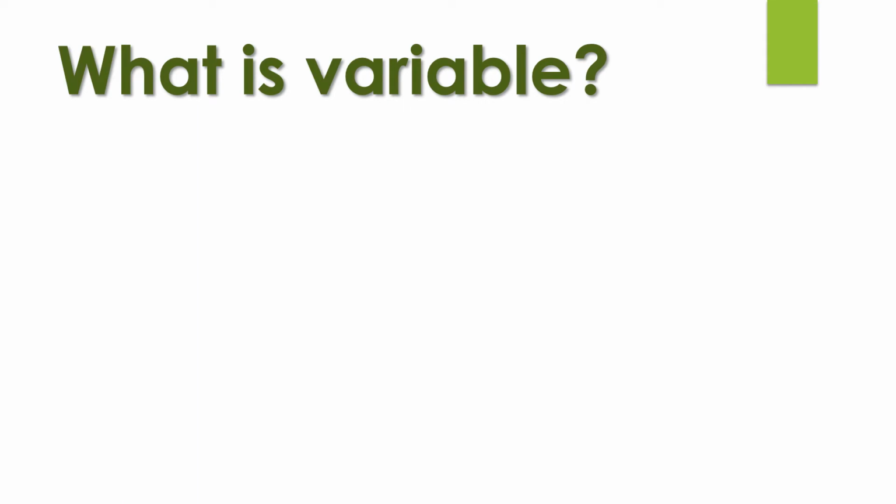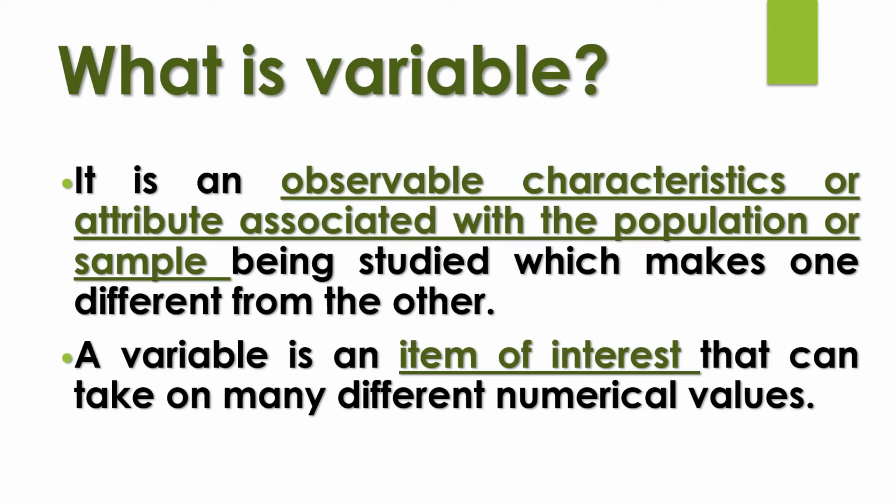As I mentioned earlier, the word variable, so let us first define what a variable is. According to its definition, it is an observable characteristic or attribute associated with a population or sample being studied which makes one different from the other. So a variable is a characteristic or attribute. When we recall algebra, a variable is represented as x and y, right? Or any other letter in the alphabet.